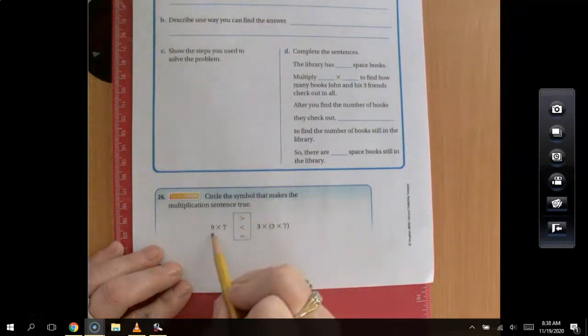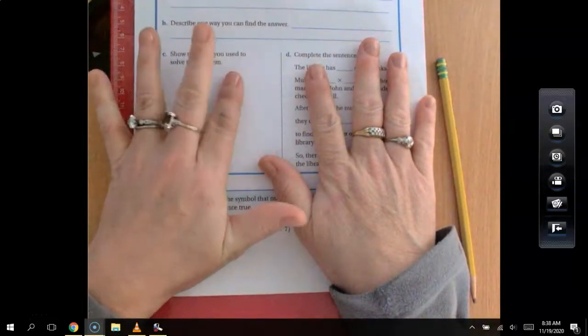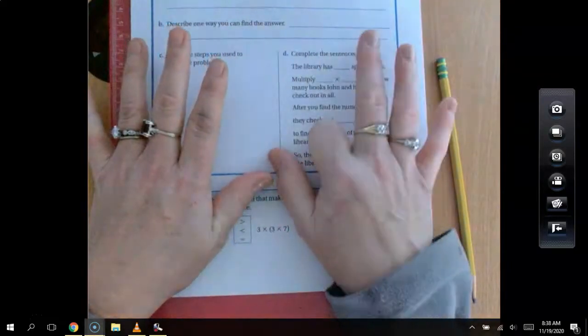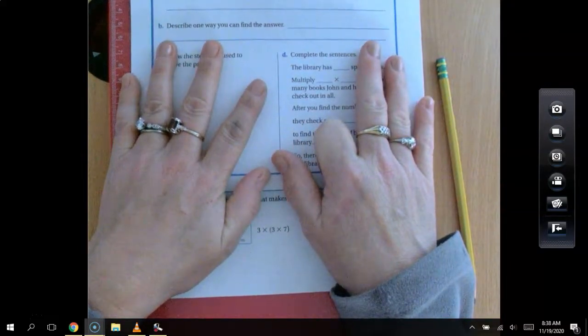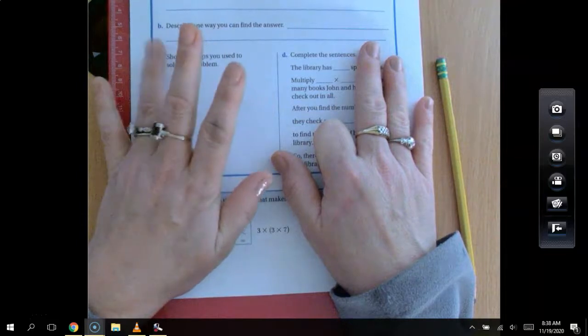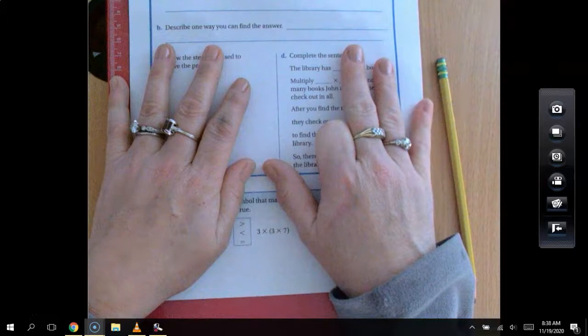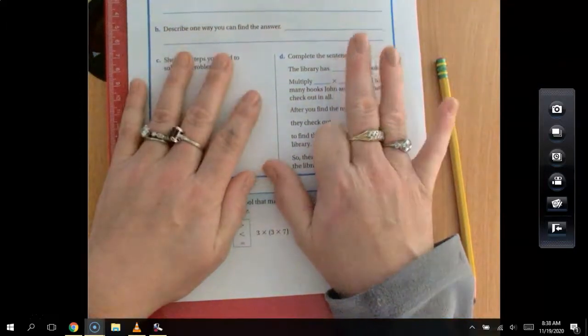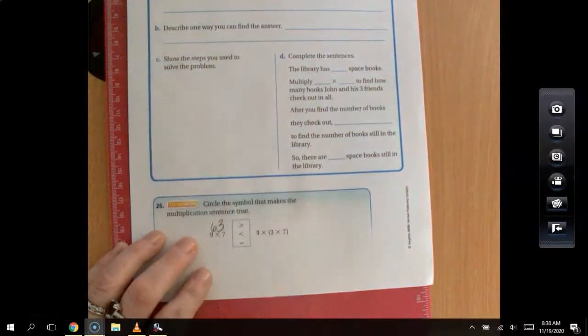So boys and girls, what is 9 times 7? Well, let's use our fingers. 1, 2, 3, 4, 5, 6, 7. Put my 7th finger down. How many fingers do I have on my left side? 1, 2, 3, 4, 5, 6. And 1, 2, 3 on my right side. So I have 63. Okay, so 9 times 7 is 63.